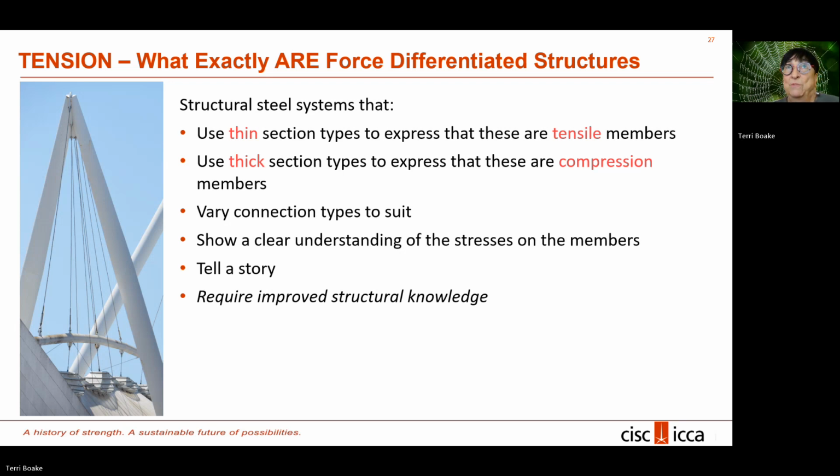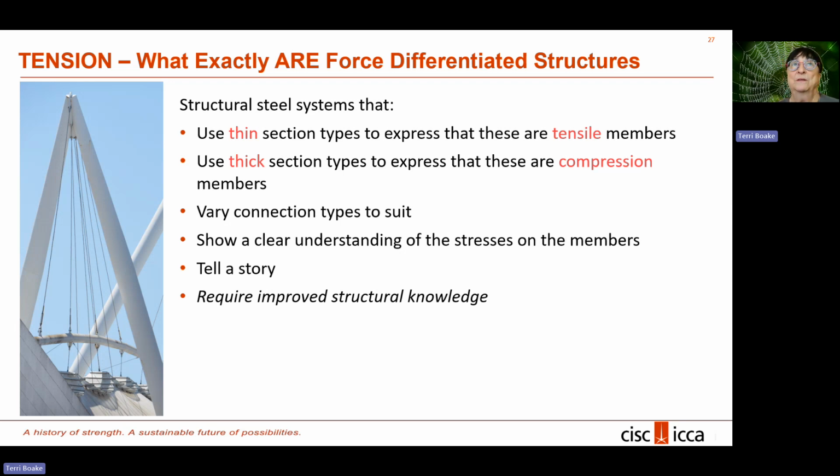So with respect to the competition, tension. What exactly are force differentiated structures? So this is talking about structural steel systems that use thin section types to express tensile members, thick section types to express compression members, and vary the connection types to suit. So you're going to be showing a clear understanding of the stresses on the members. You're going to tell a story about the project this way, but it does require improved structural knowledge.